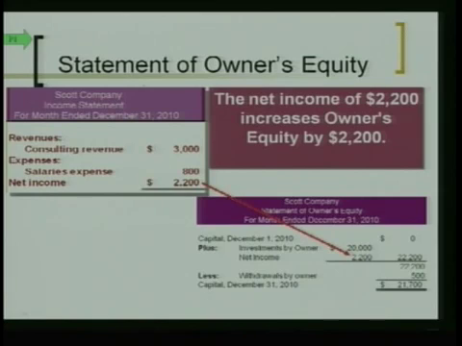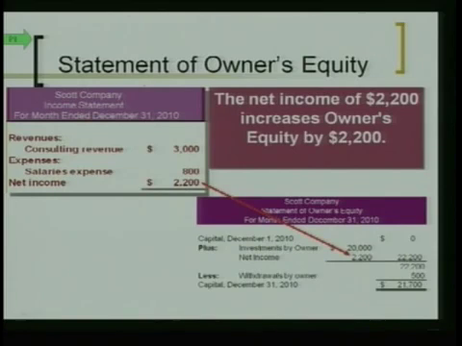The statement of equity shows the changes in owner's equity for the period of time. This one is also prepared in good form, isn't it? The name of the company, the name of the statement, and it's dated properly. Once again, for the statement of equity, for the month ended December 31, 2010. You want to date it the same way as the income statement.